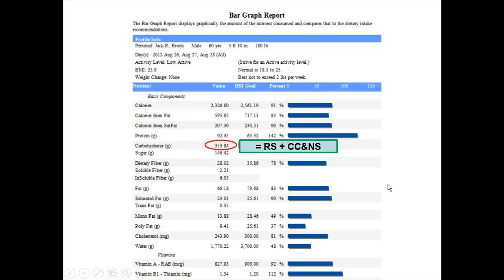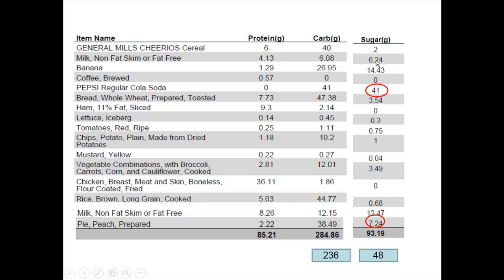So what you're going to need to do to determine your refined sugars is go into your spreadsheets. You should have a spreadsheet, and in your spreadsheet, you should have a column for sugar and a column for carbohydrate. As you can see, if we look at the Pepsi, Pepsi is 41 under total, but it's also 41 sugar. It's all sugar. So this column includes everything in this column.